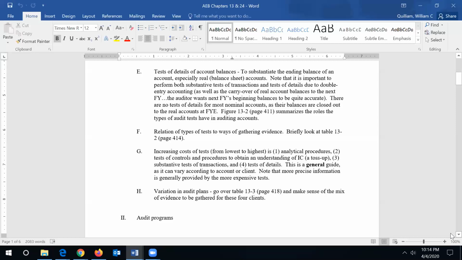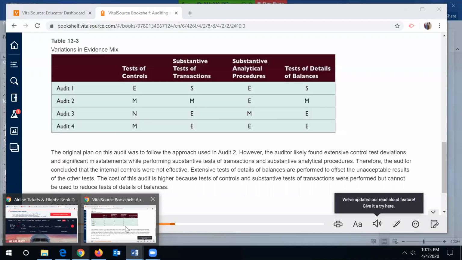Then in H, variation in audit plans. I'd like to go to Table 13.3 with you on page 418 and make sense of the mix of evidence to be gathered for these 4 clients here. So let me show you this.